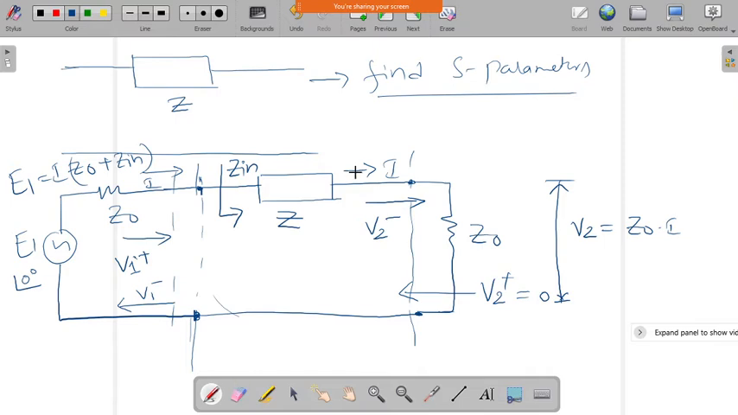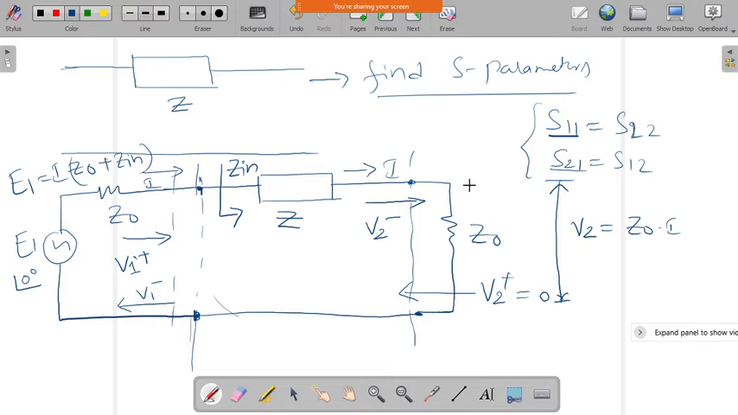Now, since it is a symmetrical and reciprocal network, we need to find out the parameters S11, S22, S12 and S21. Since it is reciprocal and symmetrical, we have S11 equal to S22 and S21 equal to S12. Since these are equal, once we find any two parameters, they will be equal to the other two. So now let us find S11 and S21.